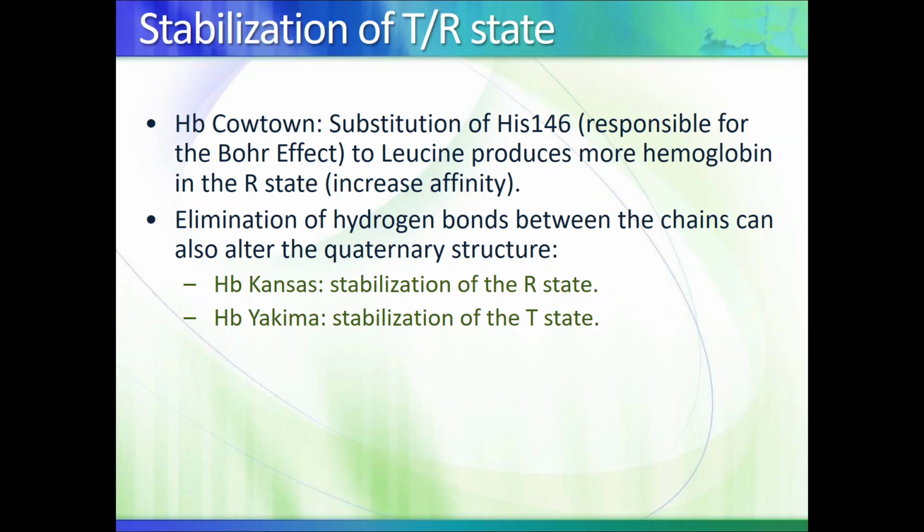You can also have mutations that affect hydrogen bonding between the chains, which can favor the formation of either the R state or the T state, like Hb Kansas, for example. You have a mutation that stabilizes hemoglobin in the R state, or Hb Yakima, whereby it's a hemoglobin that is stabilized in the T state.